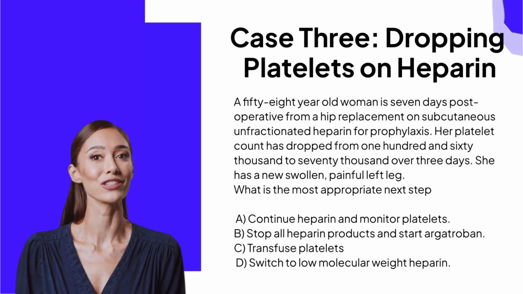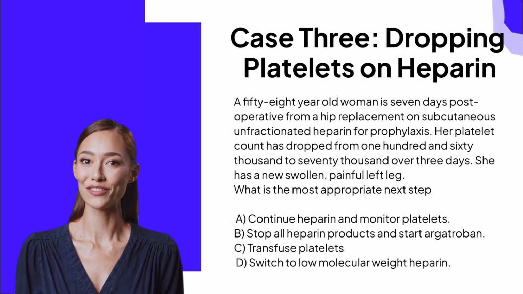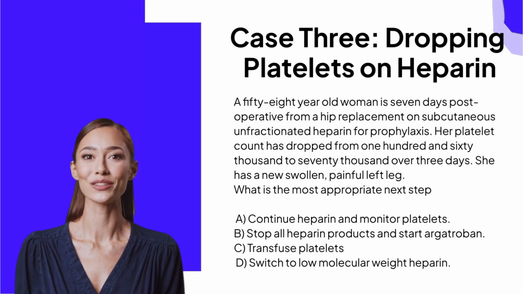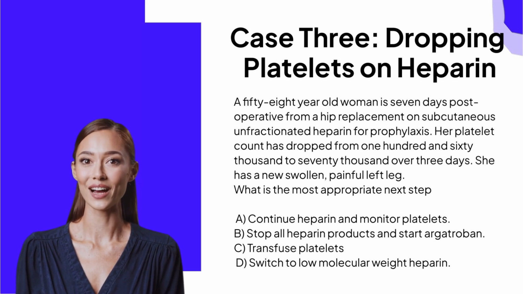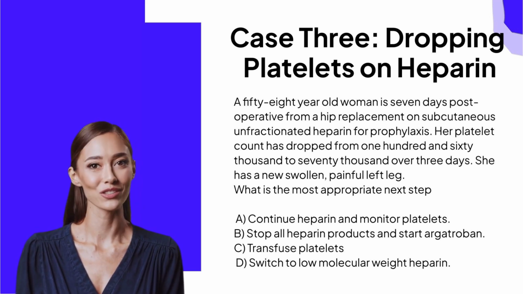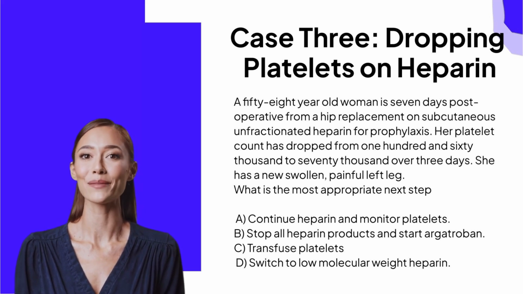Case 3. A 58-year-old woman is 7 days post-operative from a hip replacement and has been receiving subcutaneous unfractionated heparin for deep vein thrombosis prophylaxis. Her platelet count was normal on admission, but today it is 70,000, down from 160,000 3 days ago. She also has a new, swollen, painful left leg. The question asks, what is the most appropriate next step in management?